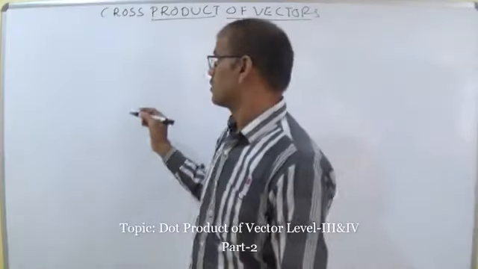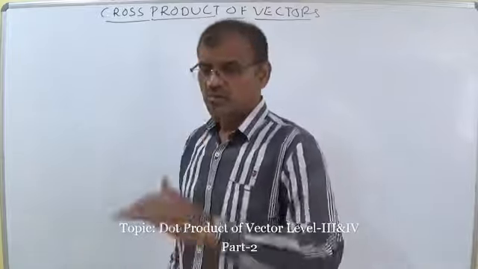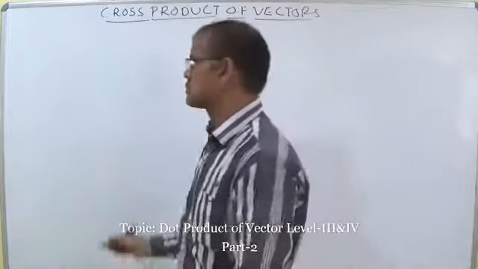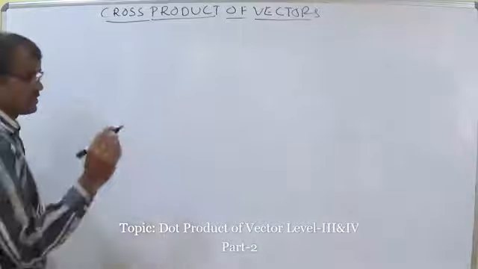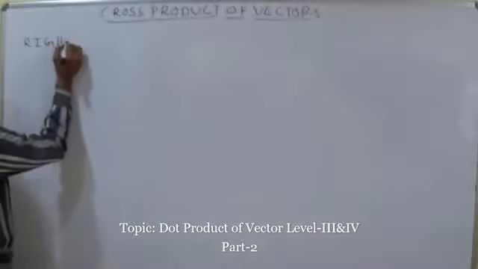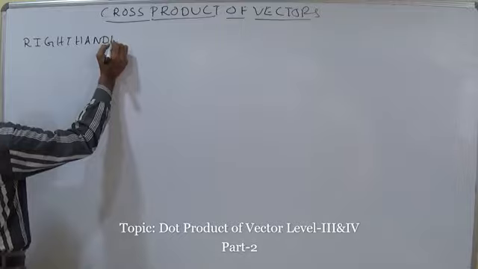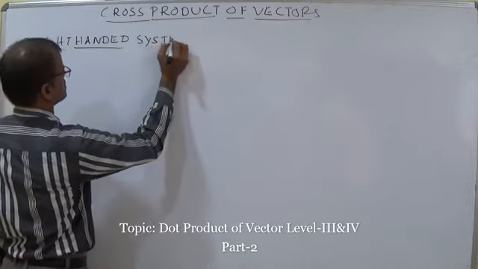Okay, students, now we are discussing the concept of cross product of vectors. Point-wise I am discussing the concept. 11 points were completed in the previous class. Now let us discuss the right-handed system and the left-handed system. What is a right-handed system?